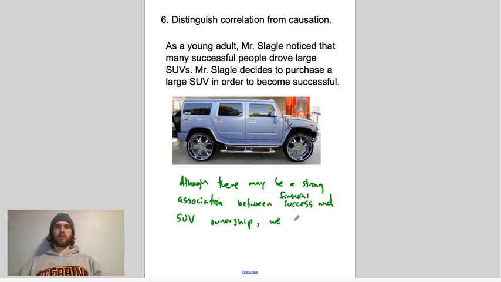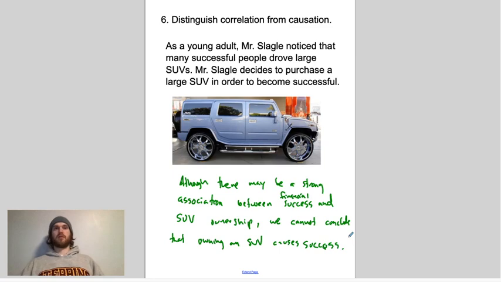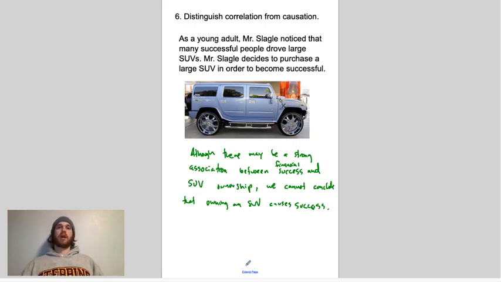We should not conclude, we cannot conclude that owning an SUV causes success. In fact, I might even argue the opposite, right? It's probably more likely that people that are really successful are more likely to purchase really nice things, but not the other way around. So you can't say which one causes what, or if they have any effect at all.